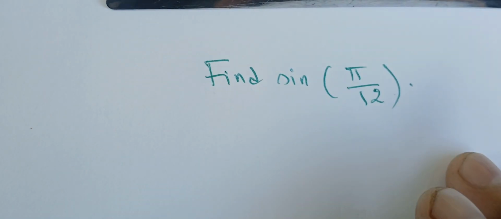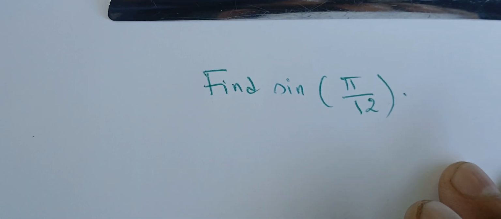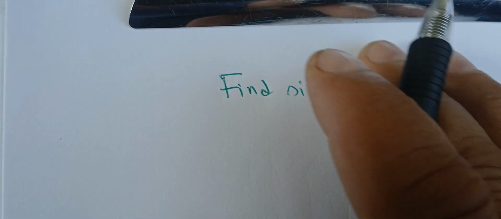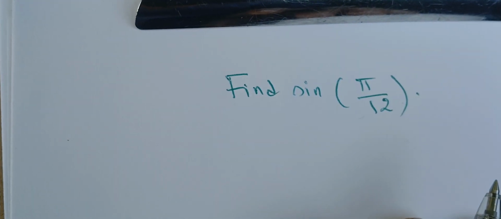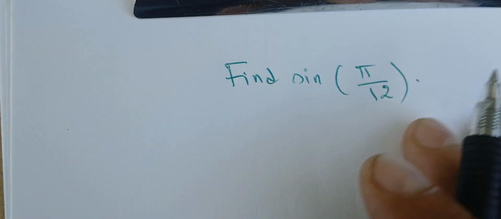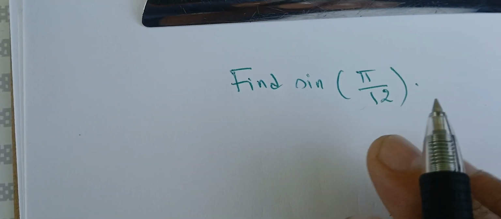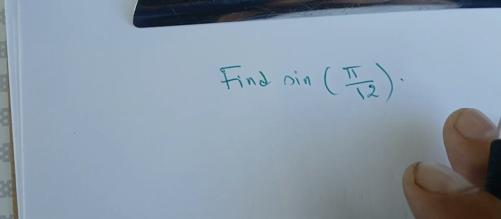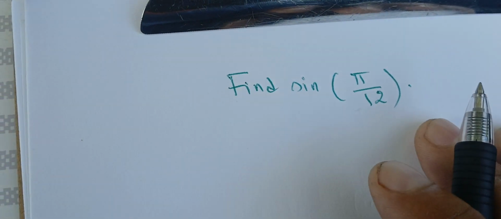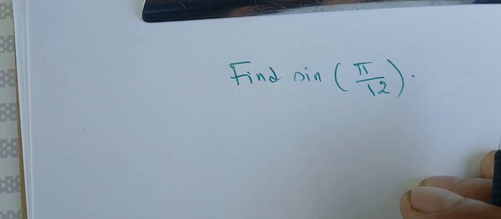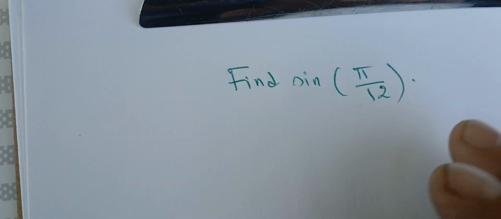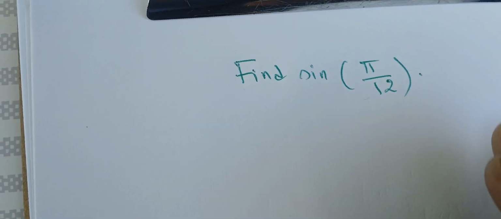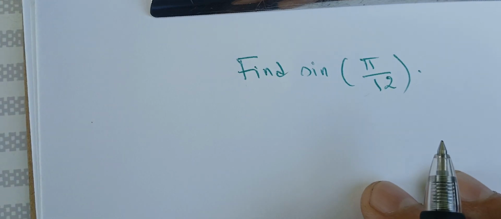Let's find the value of the sine of pi over 12. There are many techniques that we can use, but we will use one that we know. We can first compute the cosine of pi over 12, and from that we deduce the sine of pi over 12. Why are we using cosine? We are using the cosine because the cosine is easier for us.